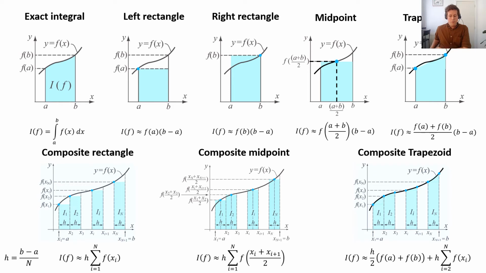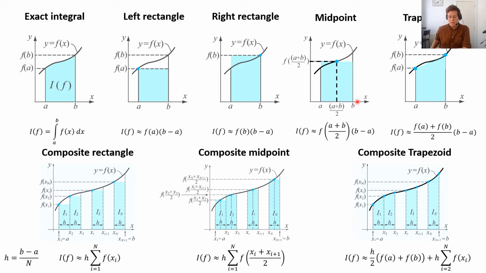Now, before we apply the methods that we've seen so far to a practical example, I just want to quickly recap them. To reiterate, we want to approximate the area below this curve, and the exact area is equal to the definite integral of f between a and b. And we've seen different methods. Left rectangle, in which we simply draw a rectangle with the left-hand side end of the interval, x is a. The right rectangle, we do the same, but with x is b.